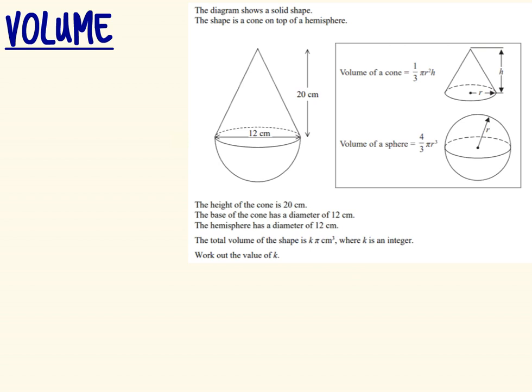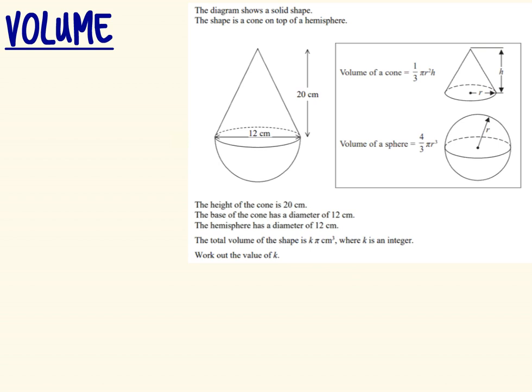Volume can quite often come up in a non-calculated paper. It will often be either an estimation question, which actually this one isn't, or your answer will be left in terms of pi. So having a look at this, we've got a solid shape made from a cone on top of a hemisphere. The height of the cone is 20 centimetres, the base of the cone has a diameter of 12 centimetres, and the hemisphere has a diameter of 12 centimetres as well. The total volume of the shape is k pi centimetres cubed, where k is an integer. Work out the value of k.